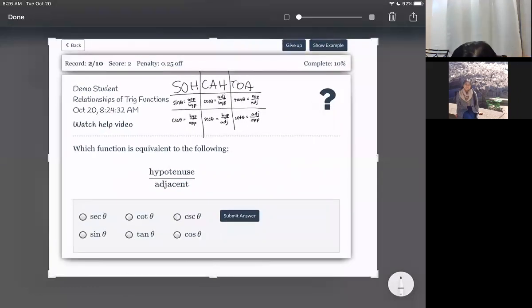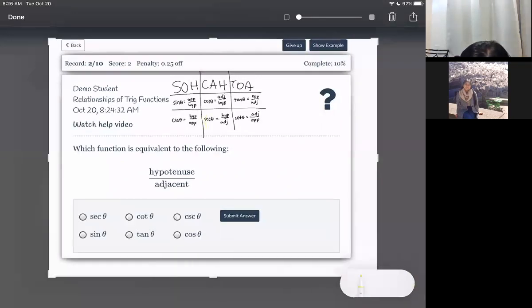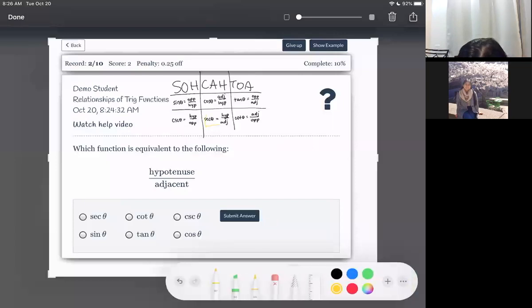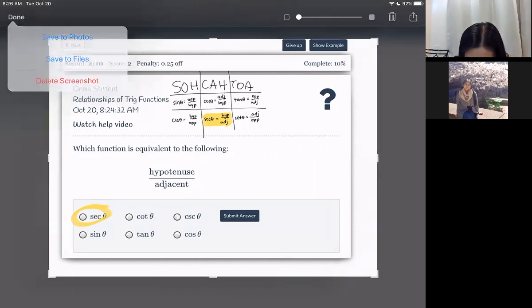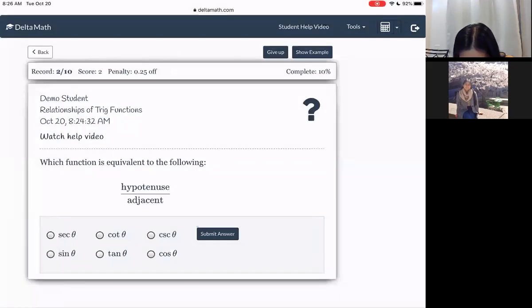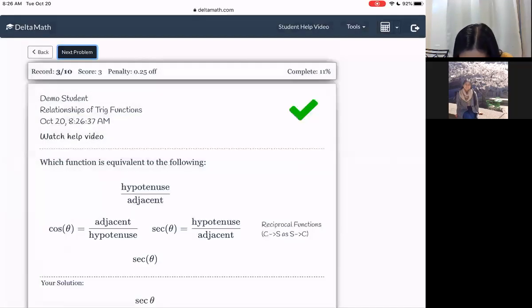So we have hypotenuse over adjacent, and then you just have to take a look and see which one of our chart is showing hypotenuse over adjacent. And we have it right there as secant. So this should be your answer. Okay, I'm gonna go type that in now. Or not type it in, but select it. Okay.